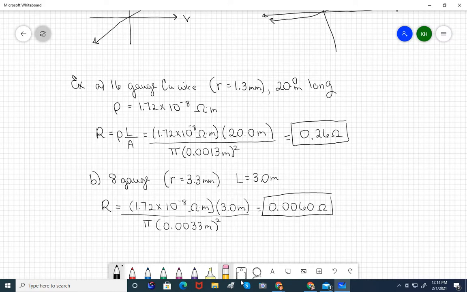All right, I think I'm going to stop right here. So that gives you an introduction to what we mean when we talk about current and what we mean when we talk about resistance.